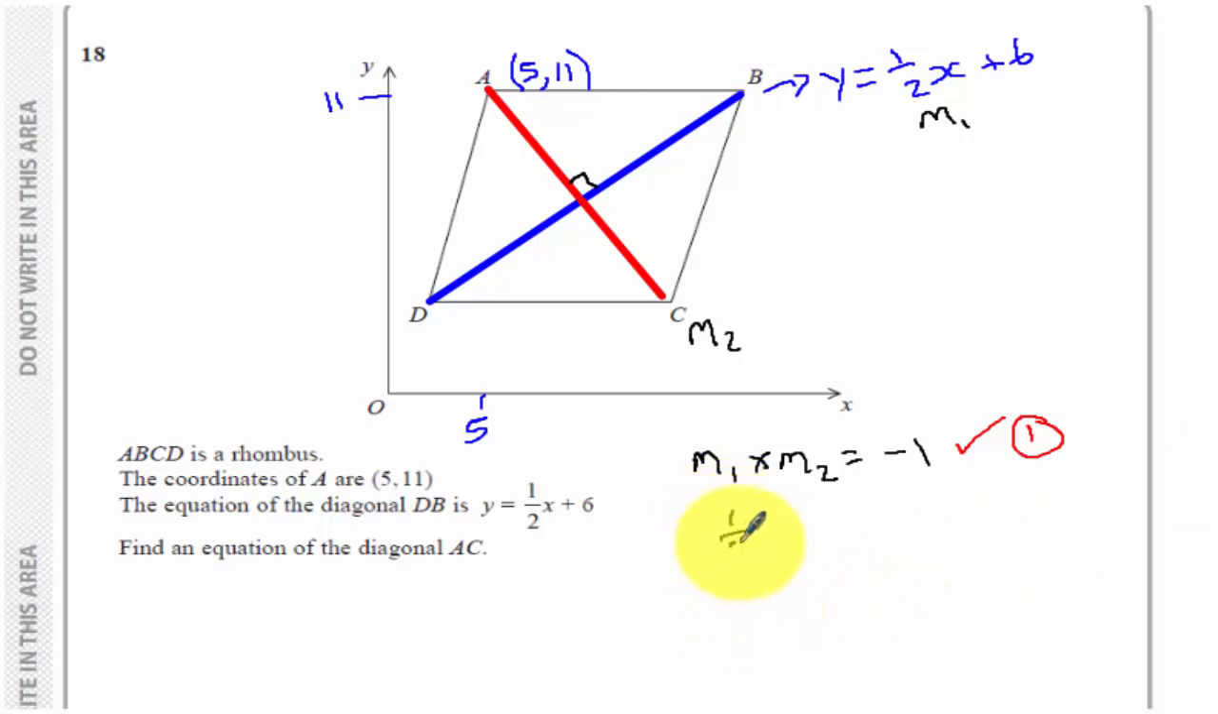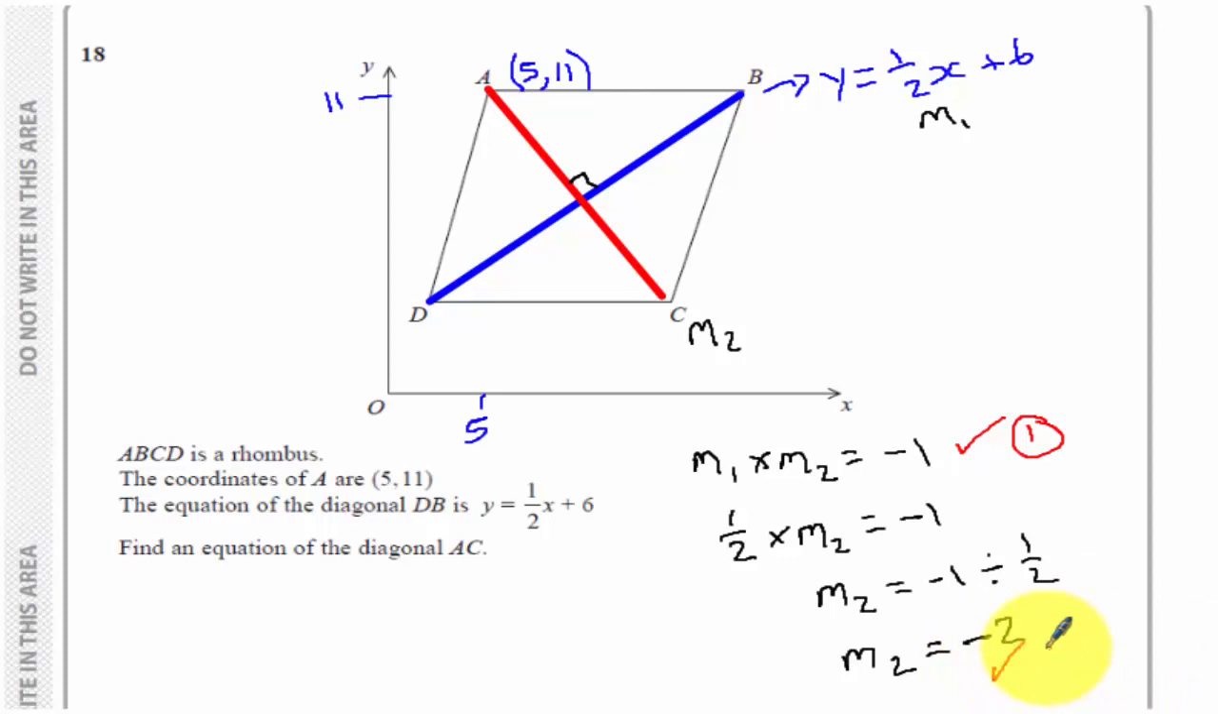So I know that half times the gradient I want is minus 1. Well, the opposite of multiplying is dividing, so to undo multiplying by a half, I'm going to divide by a half, and there's 2 halves in 1, so the gradient of the second line, the one I'm interested in, is minus 2. If it was 1 divided by a half, it was 2, because it's minus 1 divided by a half, it's minus 2. And I have my second mark.